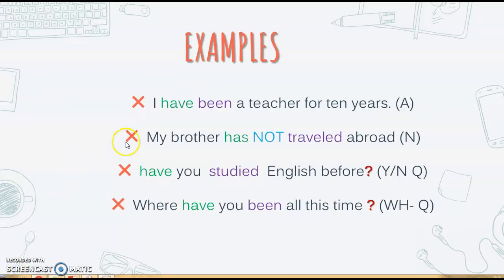Let's check some examples. I have been a teacher for 10 years. This is an affirmative sentence. My brother has not traveled abroad. This is a negative sentence. Have you studied English before? This is a yes or no question. And where have you been all this time? This is a WH question.